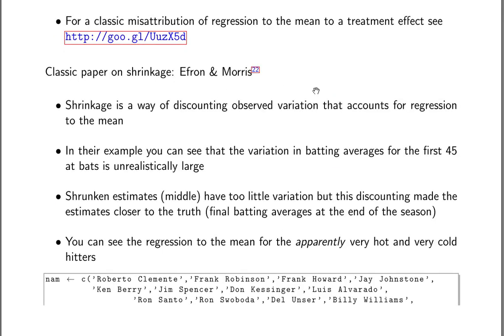So there's a classic paper on this by Efron and Morris that discusses regression to the mean and also discusses shrinkage. And shrinkage is a way to discount some of the data so that the estimates you derive are not going to regress to the mean very much. Their example was baseball batting averages, and the way they selected the players to enter into the analysis is that these are players that had exactly 45 at-bats at a certain point in the baseball season.